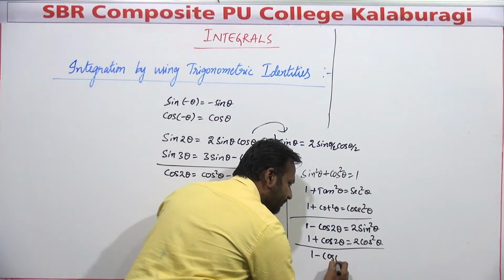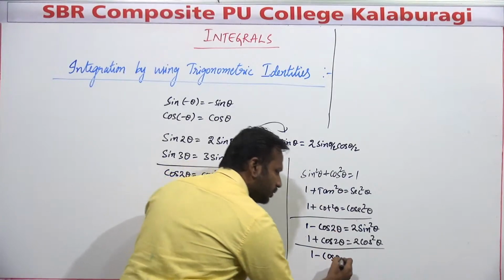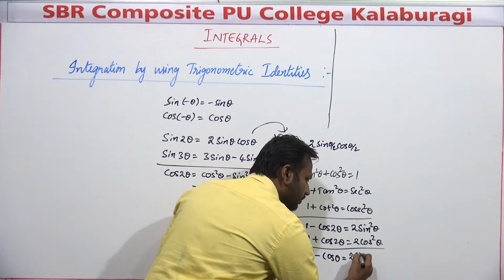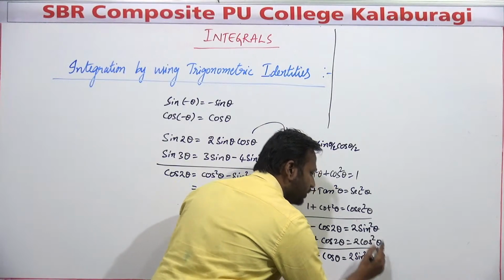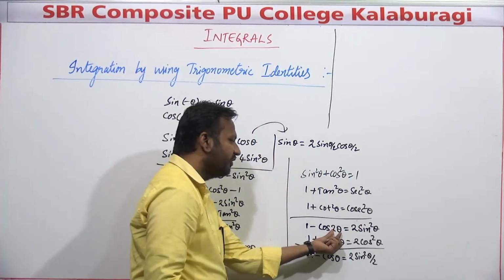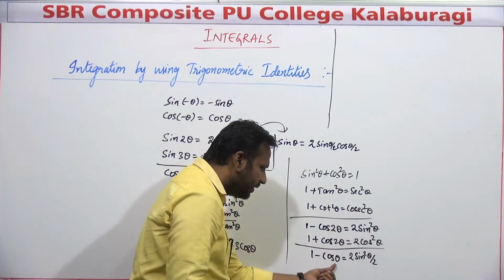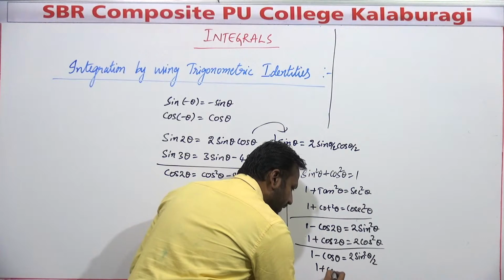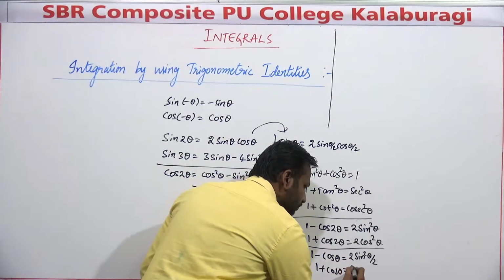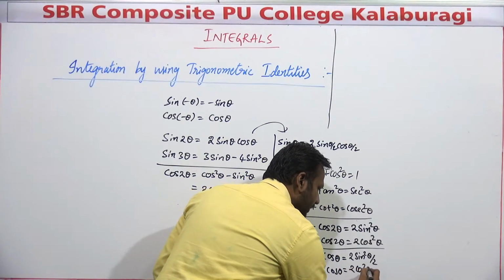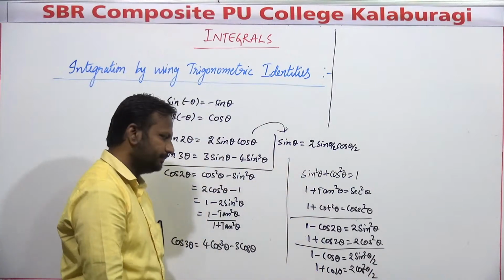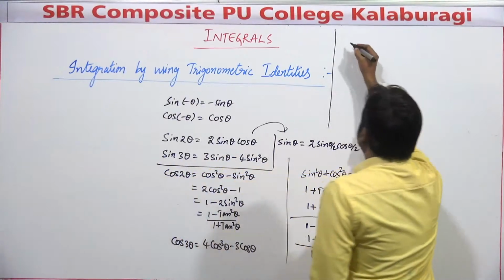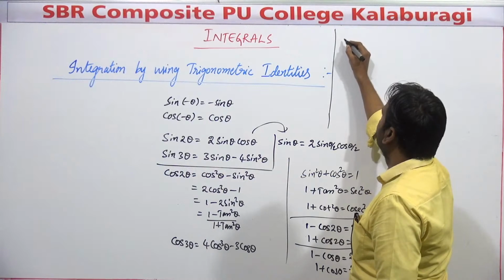Instead of 2 theta, if we have only theta, what do we have to do now? We have to convert it into half angles. 1 minus cos theta is 2 sine square theta by 2, since half of 2 theta is theta and half of theta is theta by 2. So how do you express 1 plus cos theta? 2 cos square theta by 2. Okay?